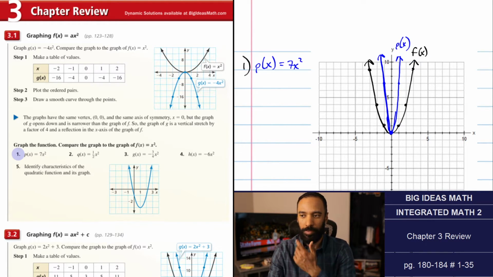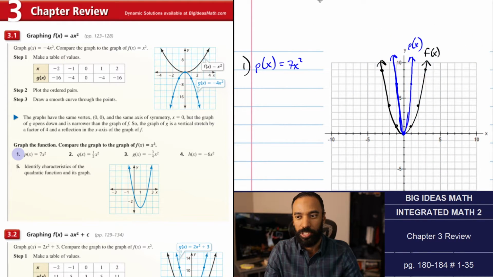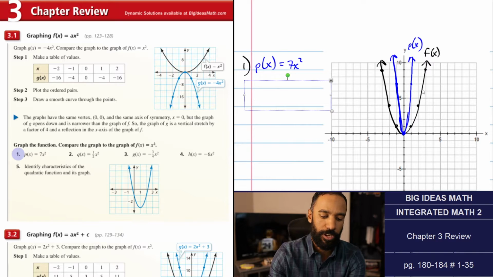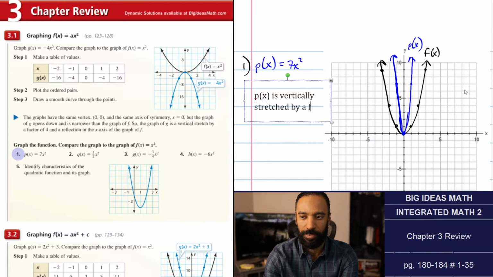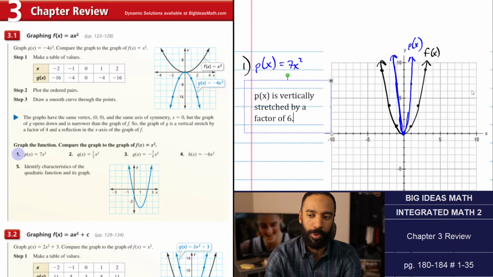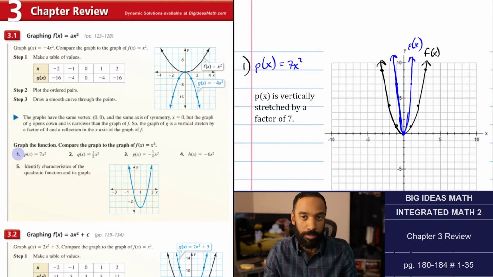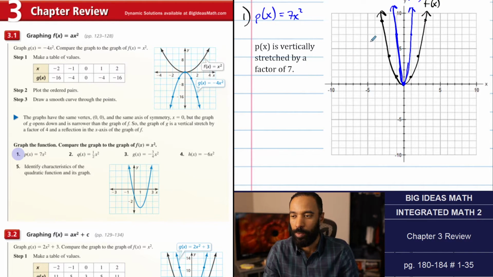And as I need to describe it, I'm just going to state what the a value is doing. I know that's not very much to say in detail, but there's a vertical stretch. P of x is vertically stretched by a factor of 7. And that's really all I want to describe whenever I talk about a, whether it's vertically stretched or compressed, and whether it's reflected, flipped over or not. That's really all I'm going to go for. And I'll talk about the rest out loud there.